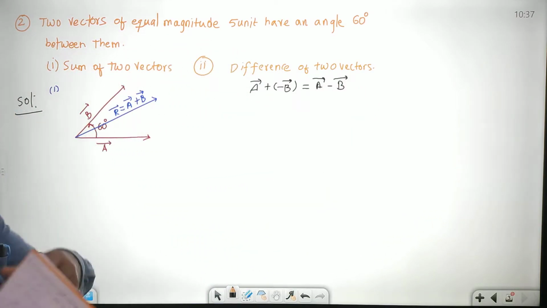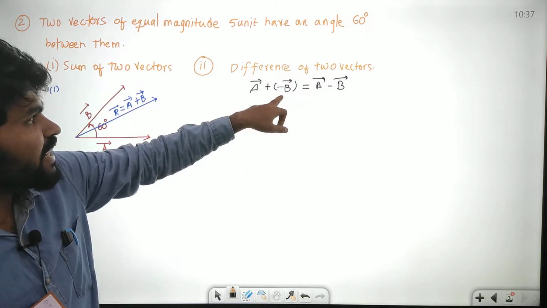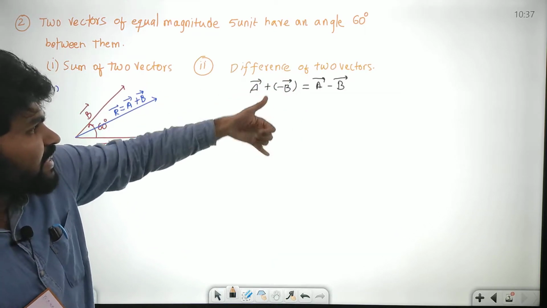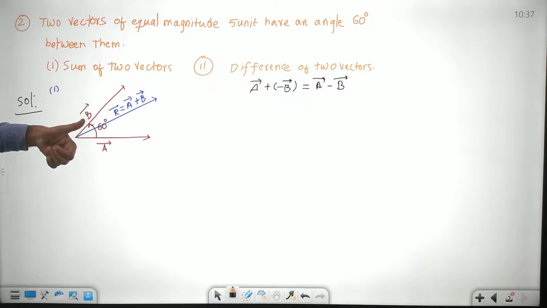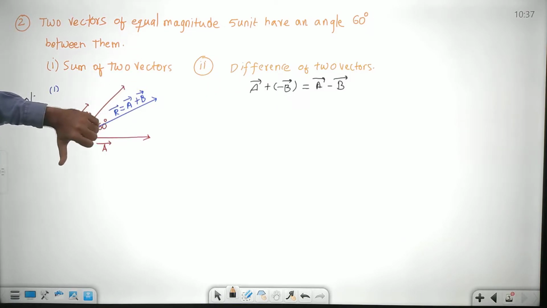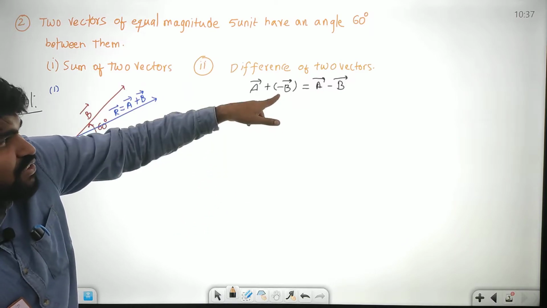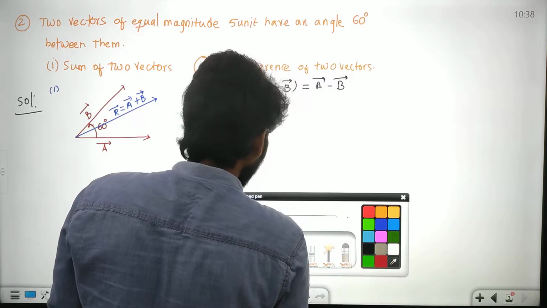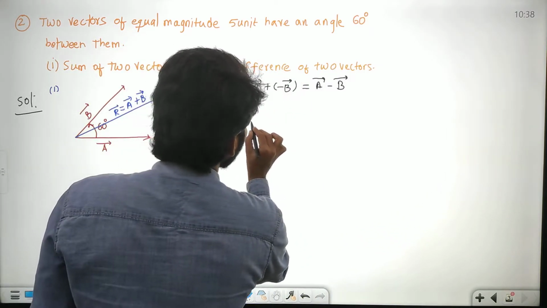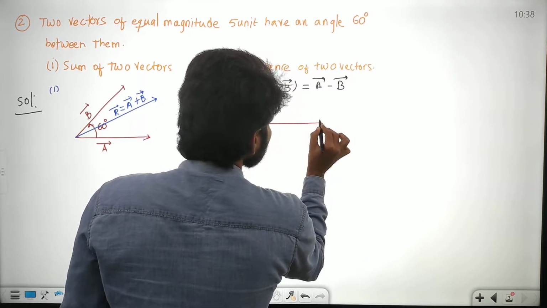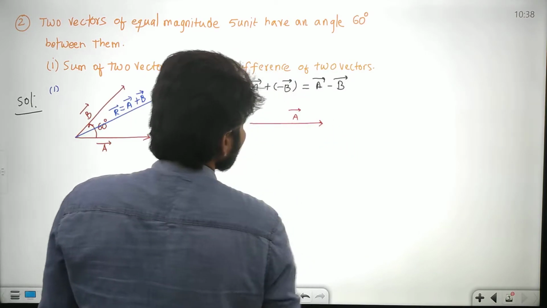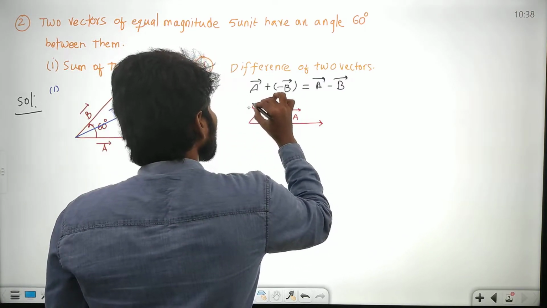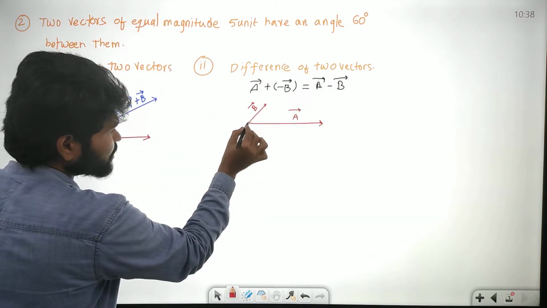For that, what do I have to do? Whatever vector is given in the question, I need to reverse that vector. If the vector is in this direction, I need to reverse it like this, then the downward direction shows the negative vector B. So I'm writing that. This is the vector A. Actually this is the given vector B, but I am writing it in the reverse direction.